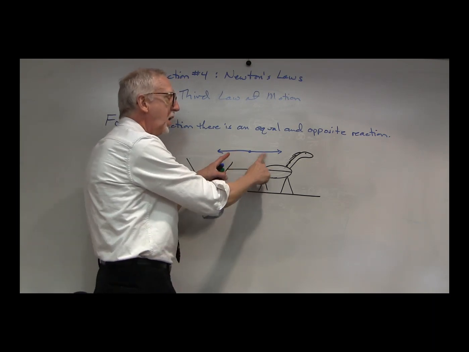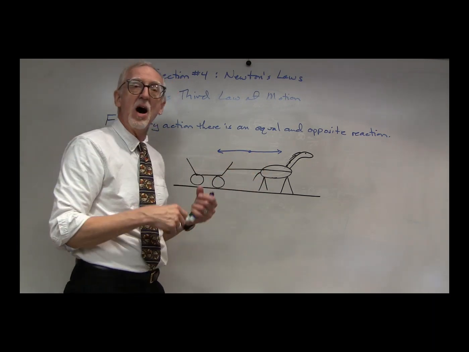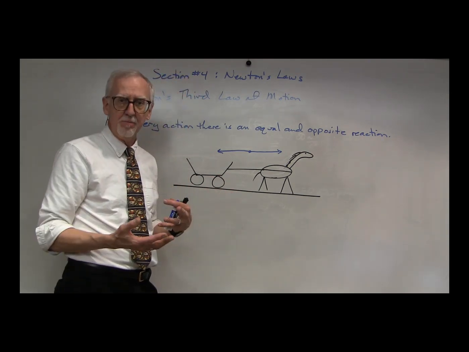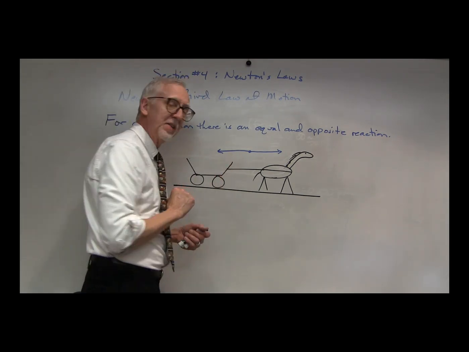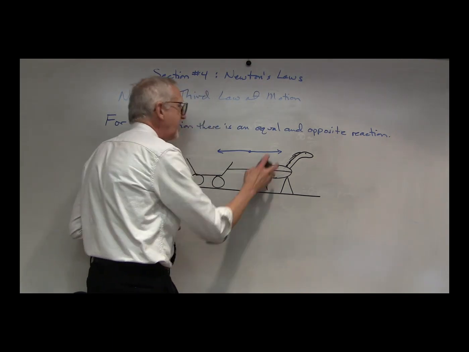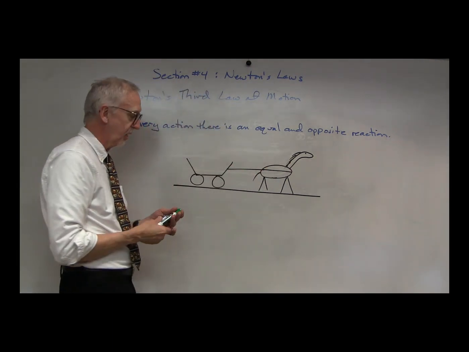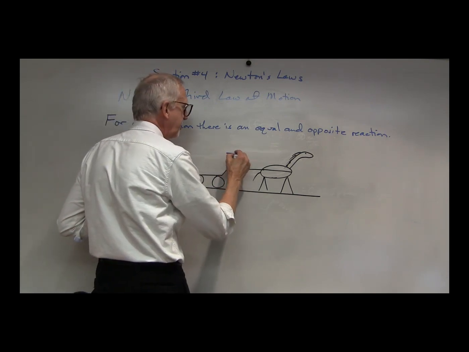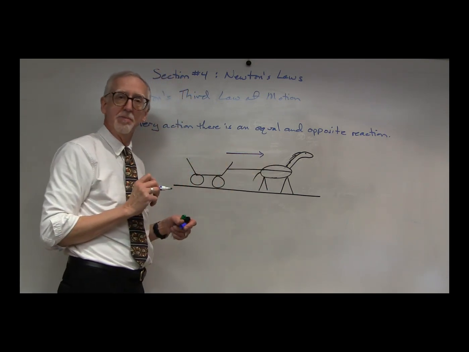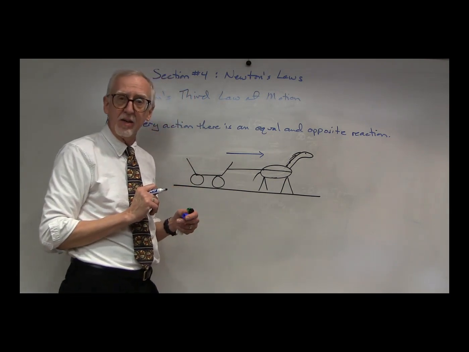These two forces, while yes, they are equal and opposite, are acting on different things. So let's say we want to look at the motion of the cart. Then we look at the forces on the cart. What forces are acting on the cart? Well, we know that the horse is pulling on the cart to the right. What other forces are acting on the cart?